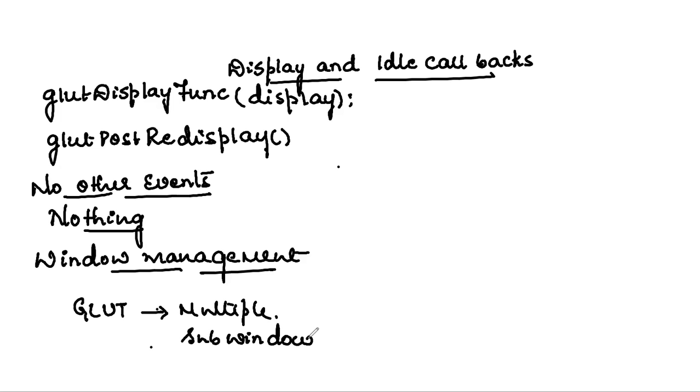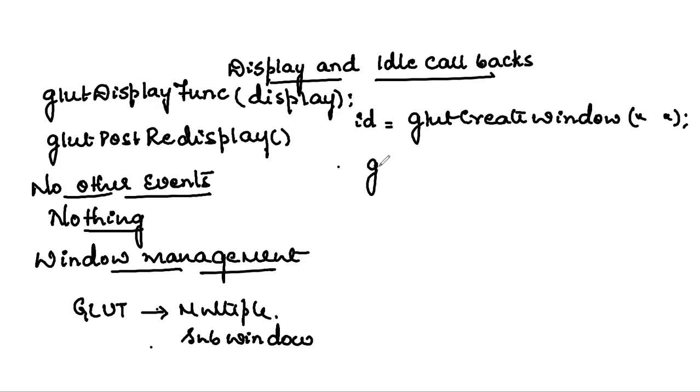We have already seen the function glutCreateWindow, and we know that this creates a window with a specific name given, and it will return an integer value which is the window ID. This is helpful when I'm creating multiple windows. So this ID allows us to select the current window or whichever window I want.